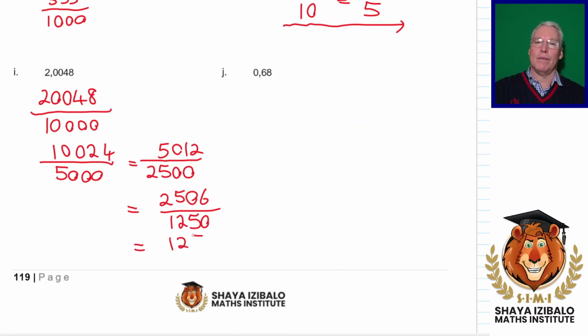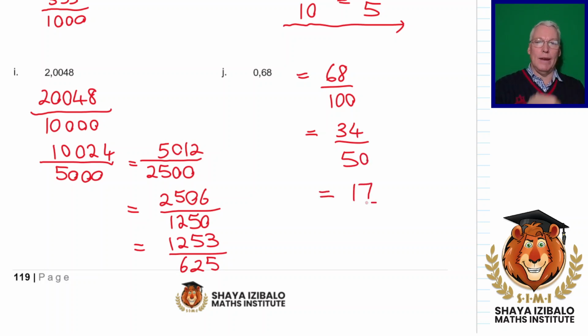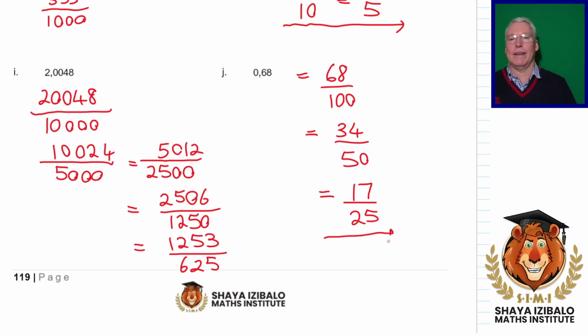1253 over 625. And then 68 hundredths. This is 68 hundredths. This is 68%. But we can simplify it down. These are both even. 34 out of 50. Still both even, so we can divide by 2 again. 17 out of 25. 17 is a prime number. That's as good as it's going to get.